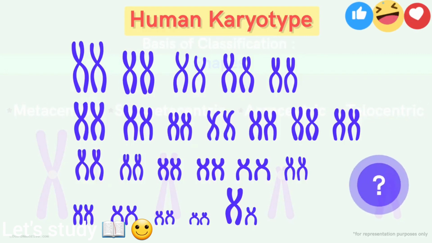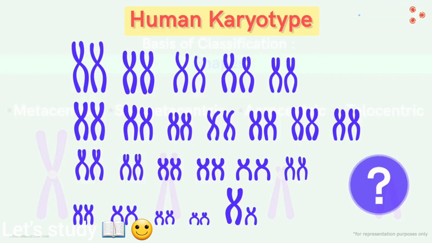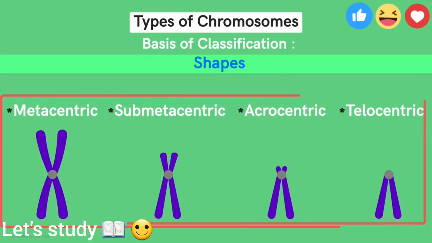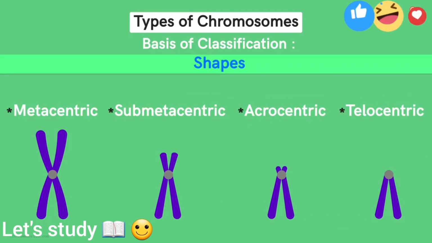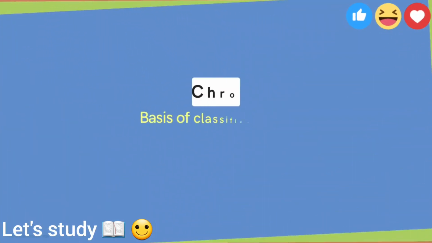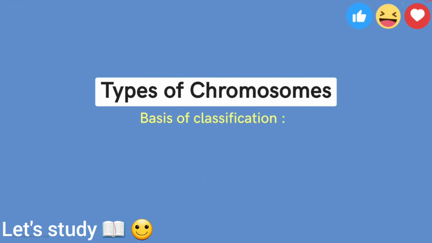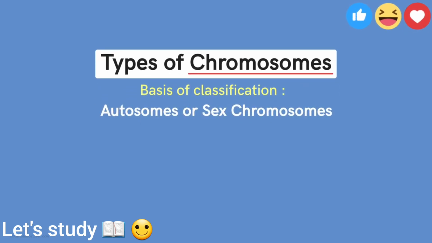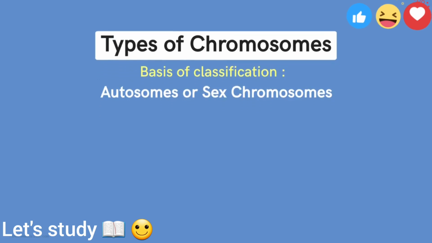But what is karyotype, you may ask? Well, it's one way of representing all the chromosomes found in a cell. This is how chromosomes are classified on the basis of their structures or shapes, to be precise. Now let's have a look at the other type of classification. This is a much simpler type of classification. Here, the chromosomes are classified whether they are autosomes or sex chromosomes. Now what could these be?